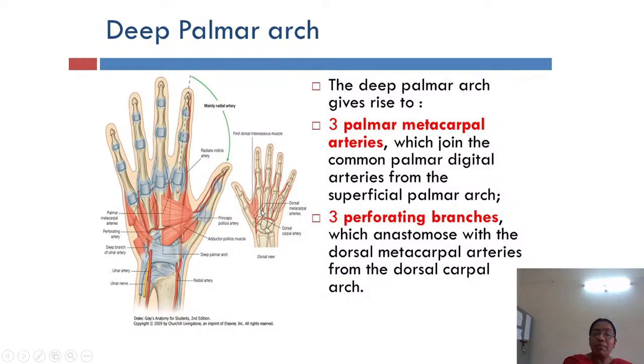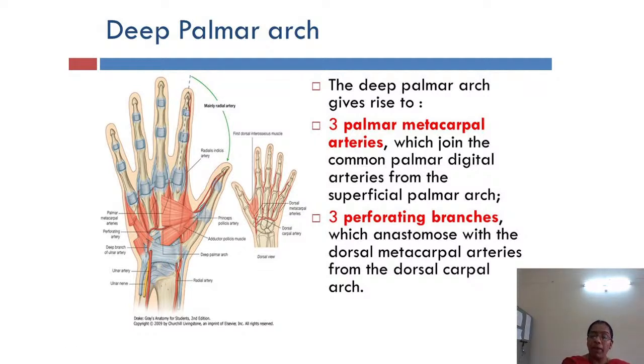So these are the three palmar metacarpal arteries, which join with the palmar digital arteries of the superficial palmar arch. In the same way, they also give three perforating branches, which anastomose with the dorsal metacarpal arteries of the dorsal carpal arch. Other than that, it also gives recurrent branches.